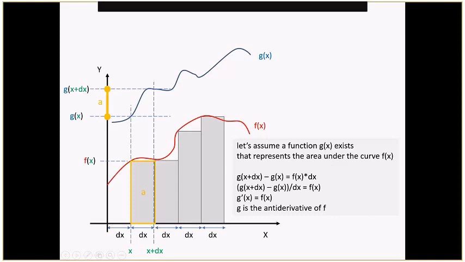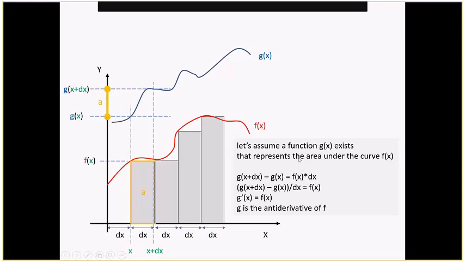So g of x plus dx, which is this y value, minus g of x, the difference, which is a, the yellow line, should be the same as f of x at the green x, which is the height of this rectangle, multiplied by dx, which is the width of the rectangle. And if these two are the same, that means that this two-dimensional value of a is represented with this one-dimensional difference between these two y values of g.